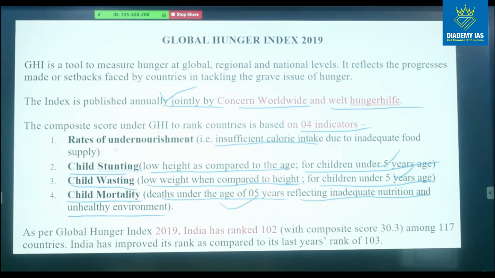So we have 4 parameters. Please remember, because these 4 parameters can be asked in the prelims examination. Rate of undernourishment, child stunting, child wasting and child mortality. Stunting, wasting, mortality, right? India's rank is 102 with a score of 30.3, and India has improved its ranking as compared to last year. Last year was 103, now rank is 102.